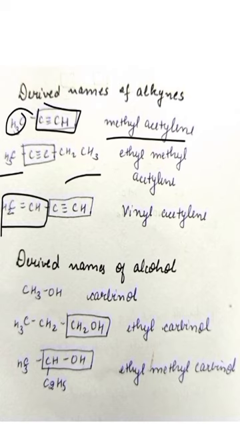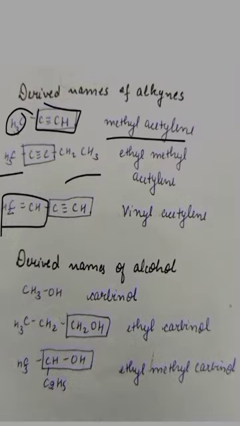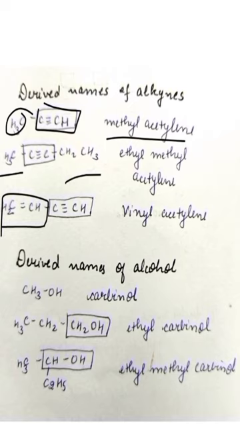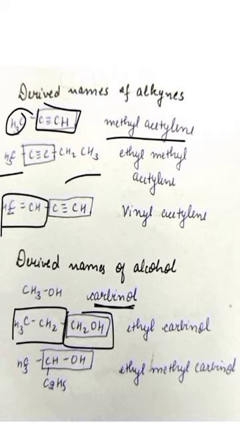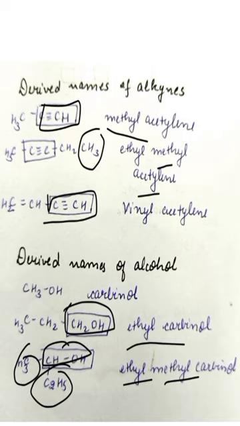Lastly, we would look into derivatives of alcohol. Alcohols are derivatives of CH3OH, that is known as carbinol. So here ethyl is the substituent and major group is carbinol, ethyl carbinol. Here ethyl, methyl, carbinol.